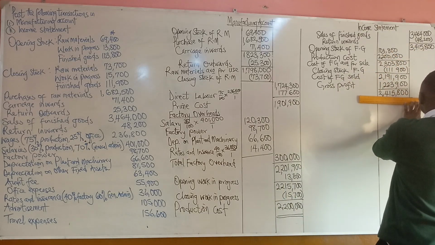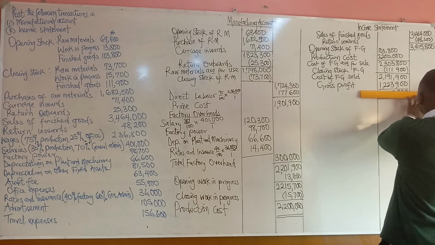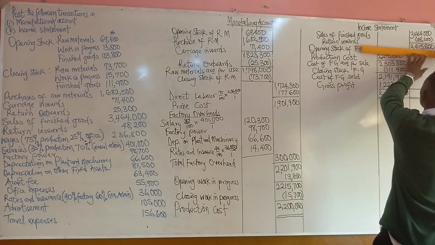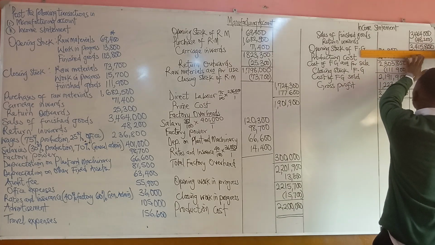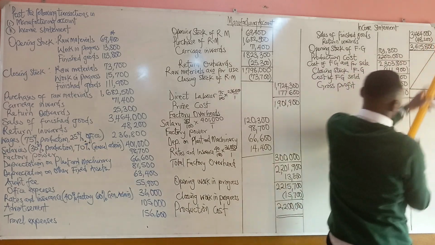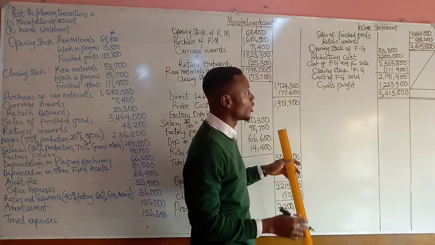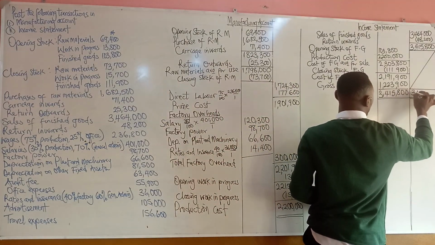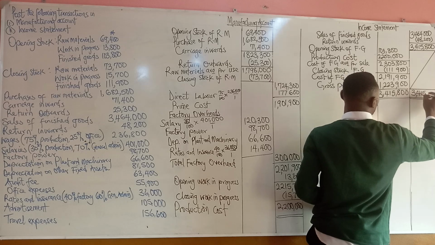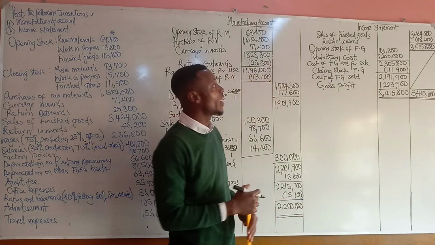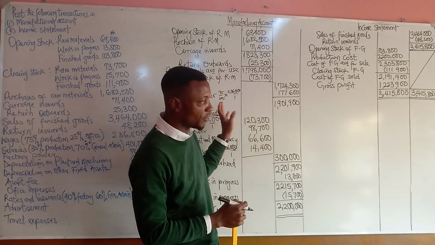So I'll just close my account. Anytime you close with a double line, it means you are done with that particular account. The reason I'm closing this account here is that if you are asked to provide the gross profit, the trading account, this is where you stop. Meaning we are done with our trading account. So the next thing is we are going to our profit and loss.